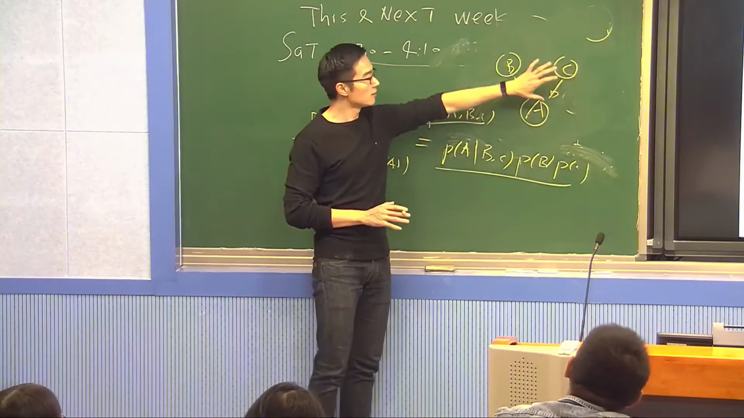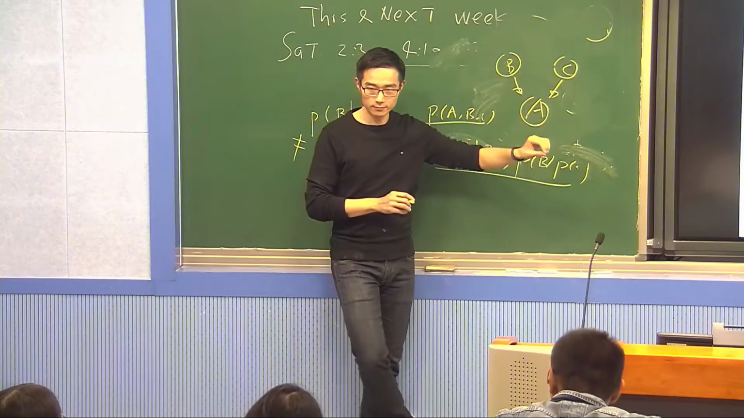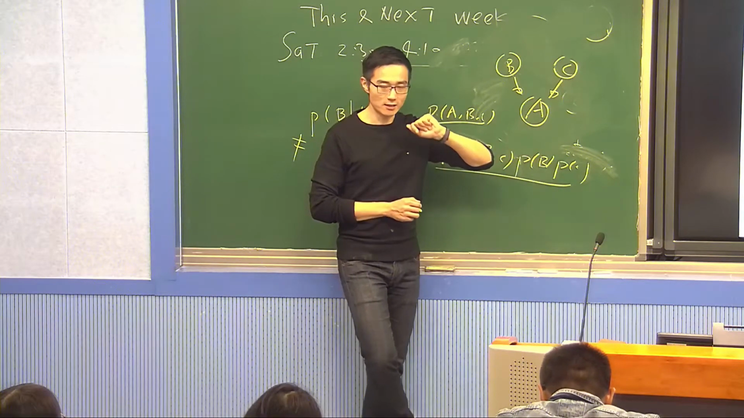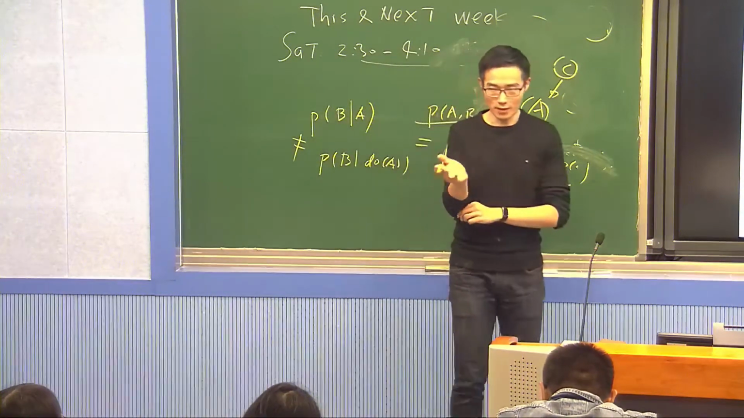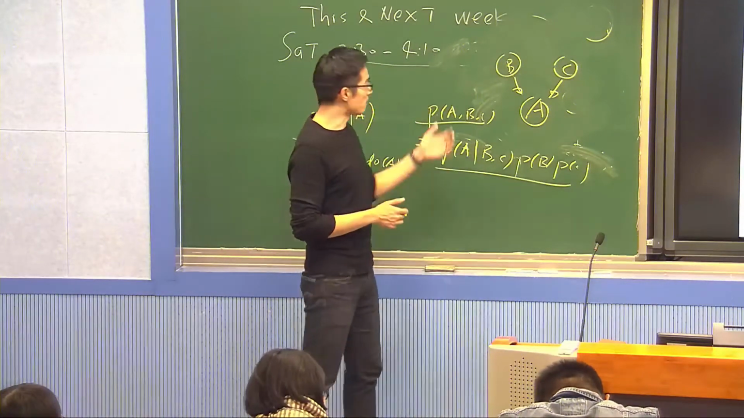If I do this, then this type of structure is called a Bayesian network. A Bayesian network. That's the second concept. So what is a causal diagram? A causal diagram, or causal graph, is a Bayesian network.